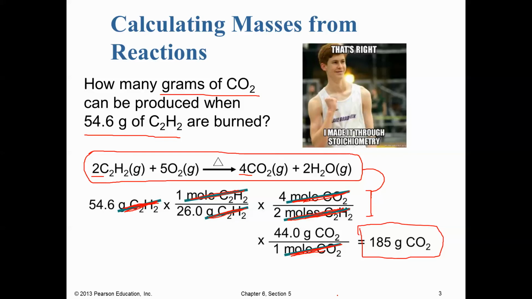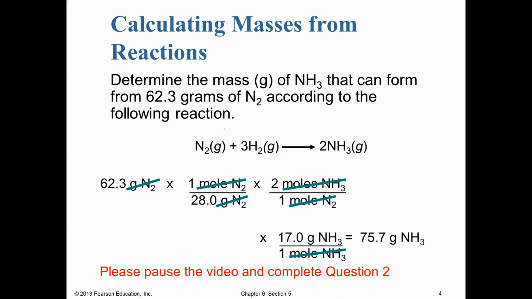So it's like before, but we have to use the molar mass to convert into moles, so we can do our moles to moles comparison, and then we have to do a different molar mass to get out of moles back into grams. And so another example is on this slide.